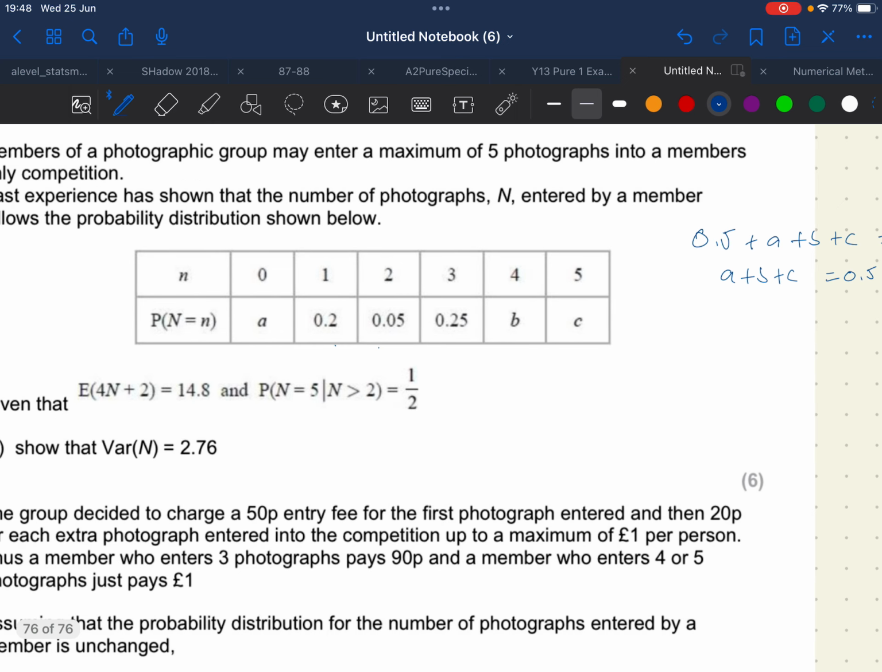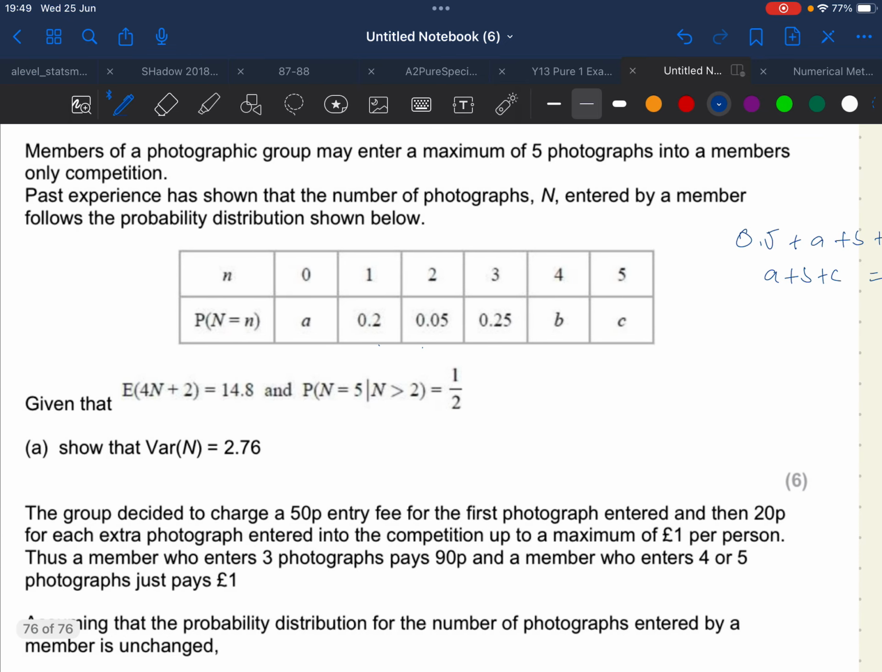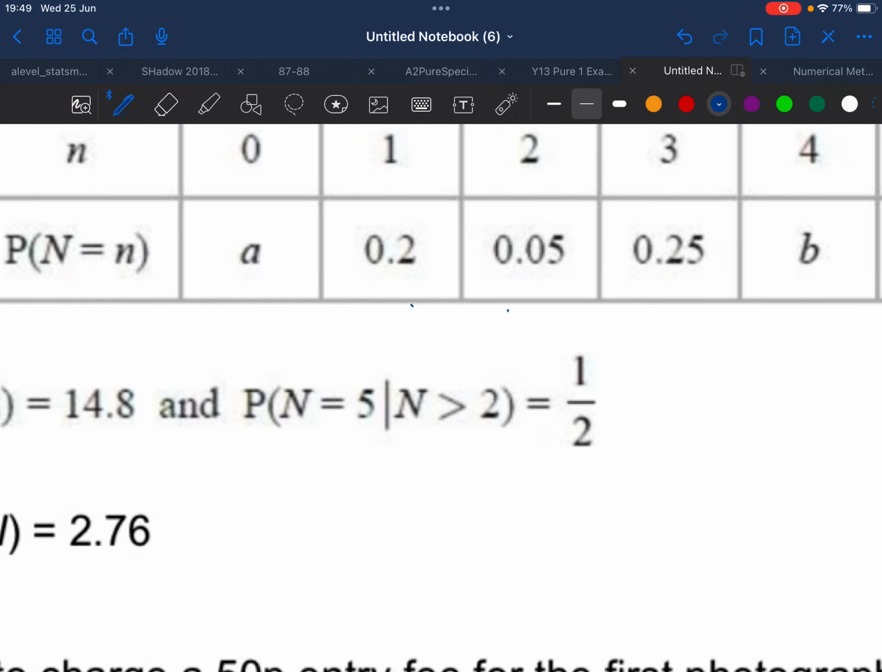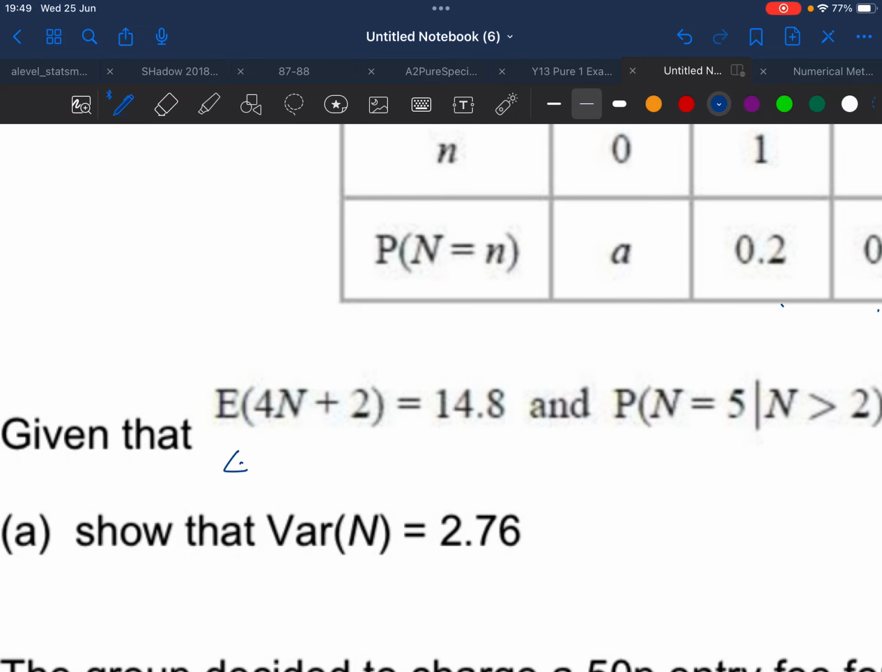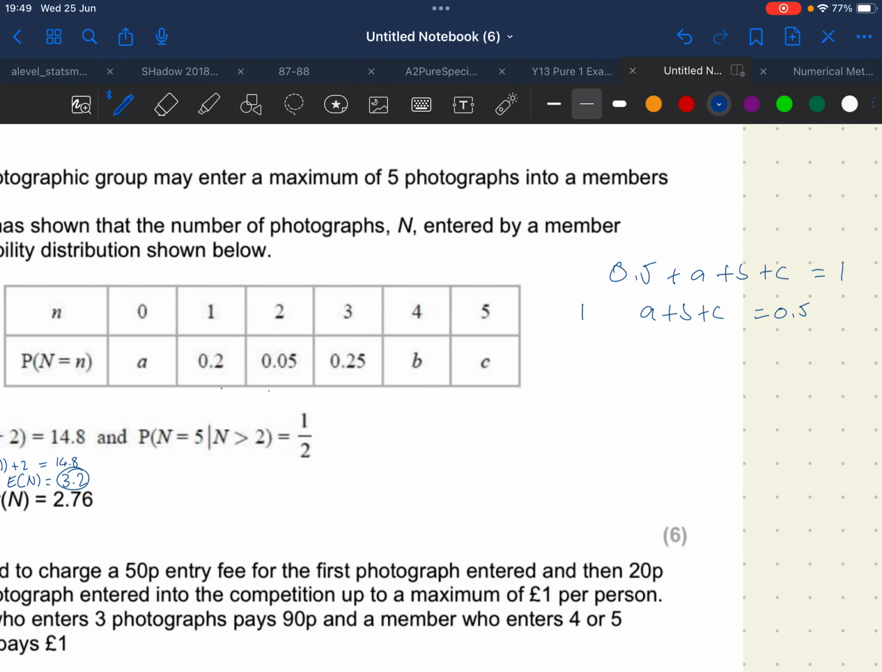What else can we do while we're here? The expected values. So this statement here, remember the idea is that 4 lots of the expected value of n plus 2 should be equal to 14.8. And we can take away 2 is 12.8. 12.8 divided by 4. So this tells me that the expected value of n should be equal to 3.2. So that's quite good to know. So we could write a statement with that now, couldn't we? So that's one of our equations.